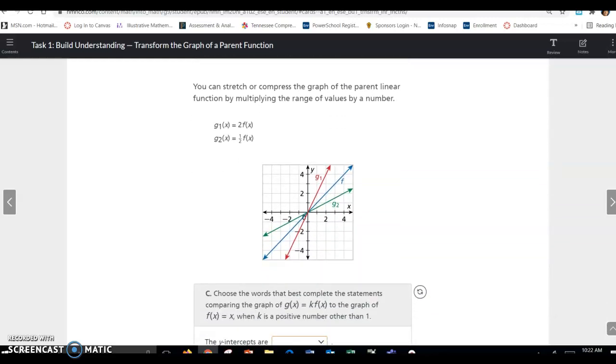All right, it says you can stretch and compress the graph of a parent linear function by multiplying the range of values by a number. So we've got g of x equals 2 times f of x. You can see g of x got steeper when we multiplied it by 2. That changes your slope. And this g2 equals 1/2 f of x shows how it's going down. So your slope became 1/2. So it's not as steep here.